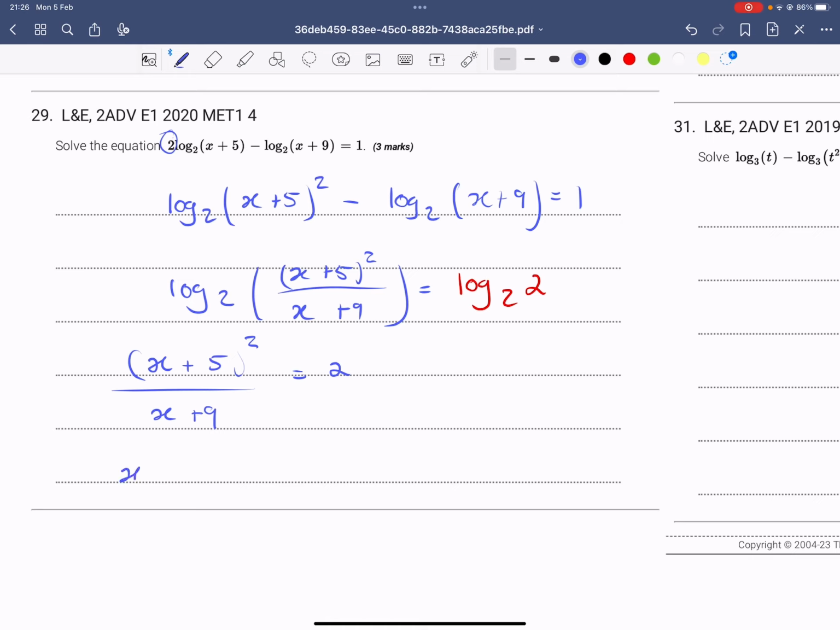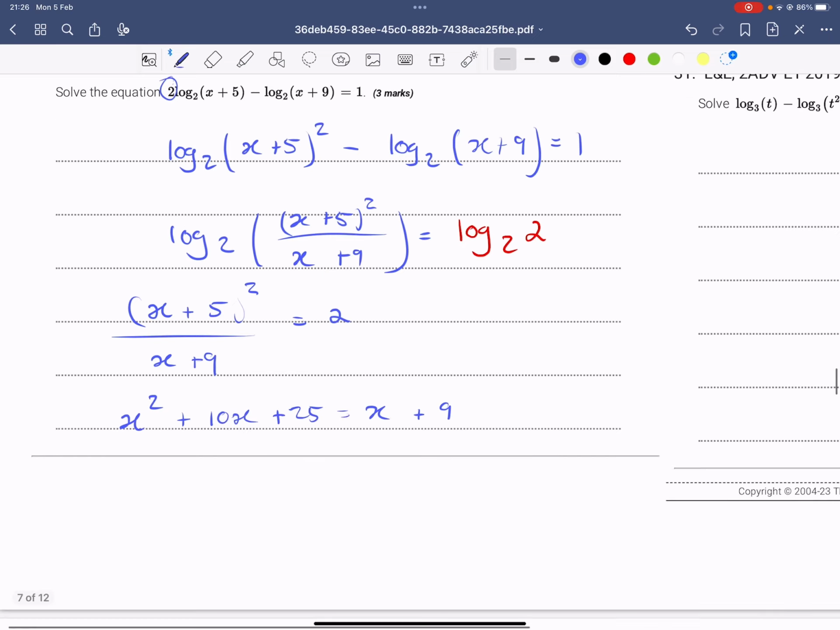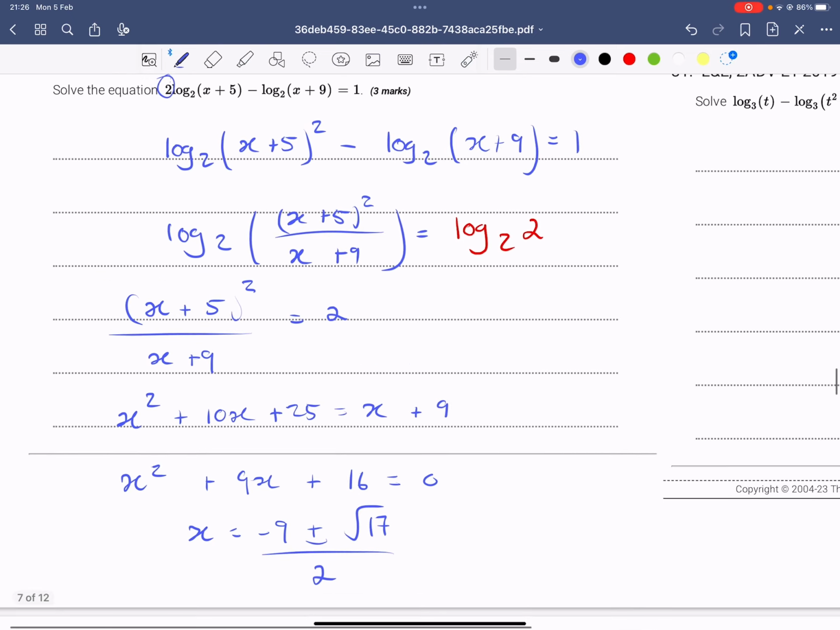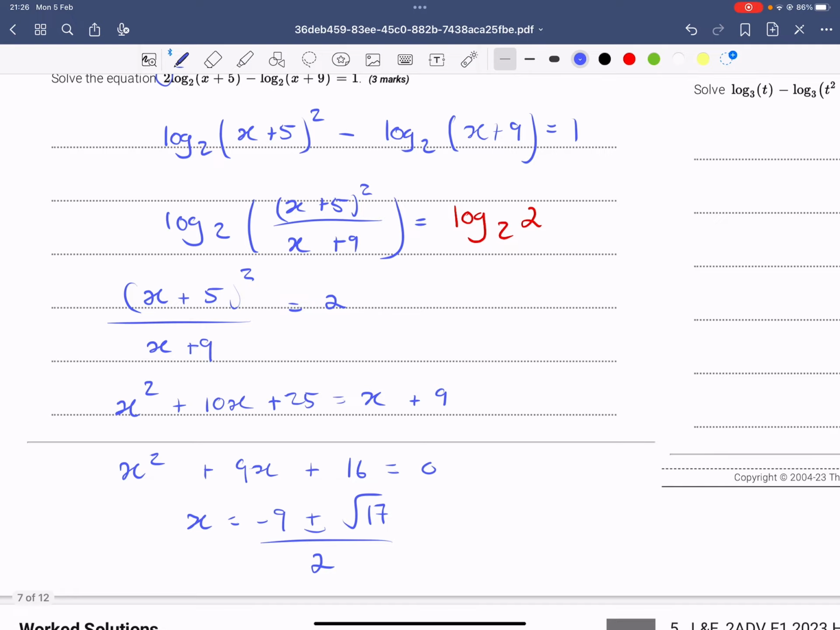Multiply up the x plus 9, we might expand the brackets. x squared plus 10x plus 25 is equal to x plus 9, which means x squared plus 9x plus 16 is equal to 0, which of course, I think that's a perfect square. Maybe, no it's not. x is minus 9 plus or minus root of 9 squared minus 4 times 16, all on 2. Root 17 on 2. And that's the answer, hopefully.